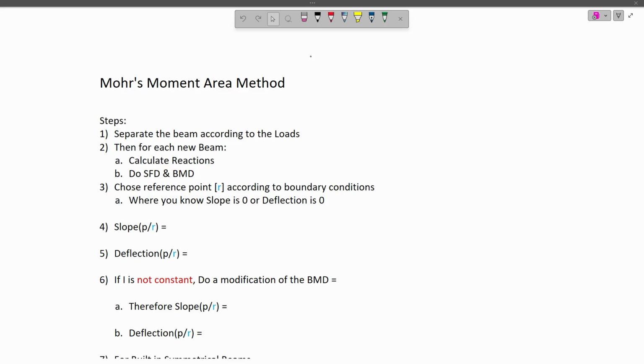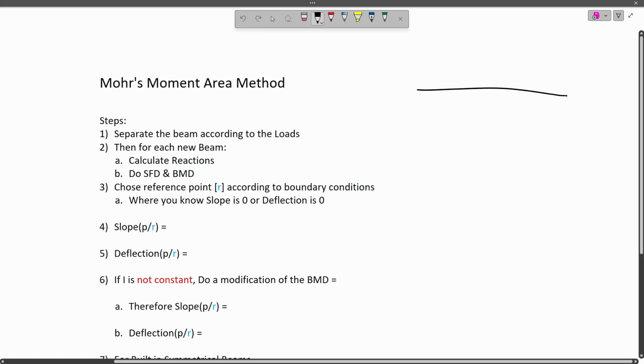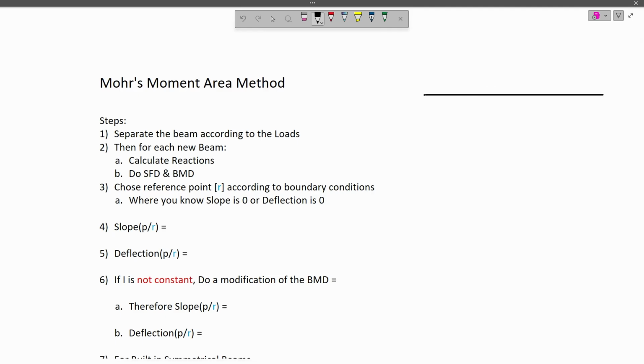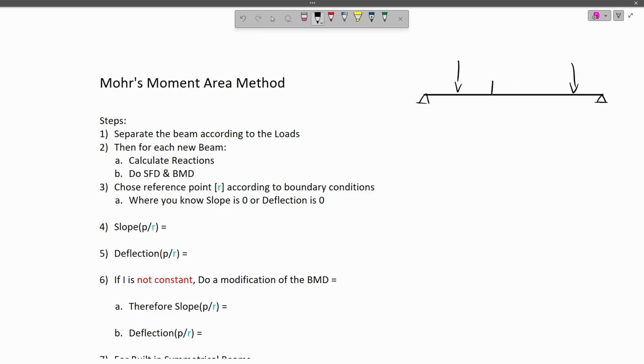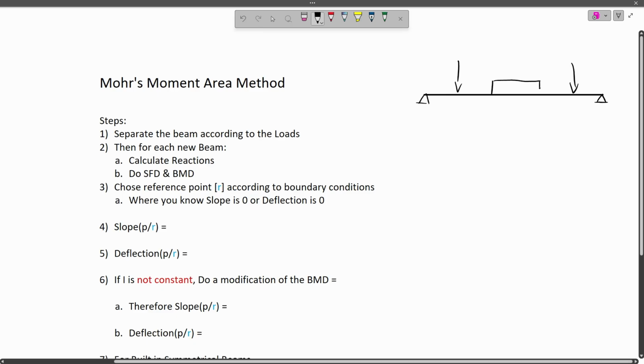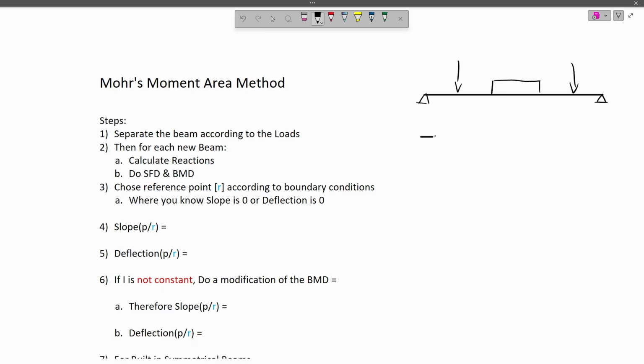Step 1 says separate the beams according to the loads, and then for each new beam, calculate the reactions and do shear force and bending moment. So assume you're given a simply supported beam, and you have a point load somewhere here, and another point load somewhere here, as well as a UDL somewhere here. With Mohr's moment, you're going to separate the beam. We're going to create new beams according to the loads that are applied on the original beam.